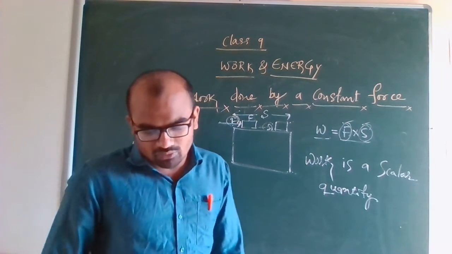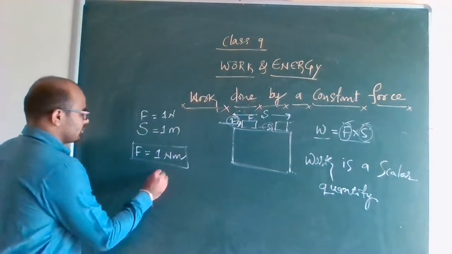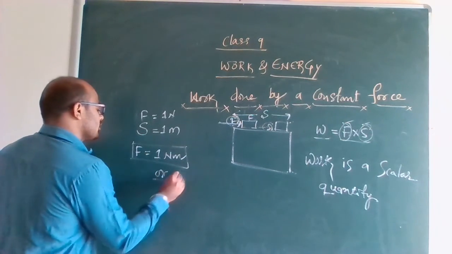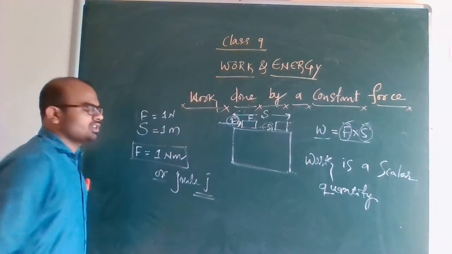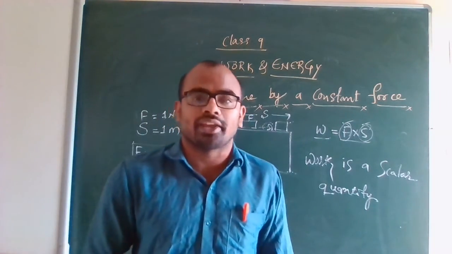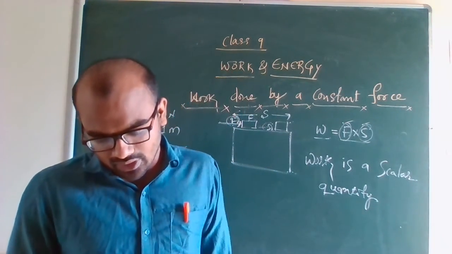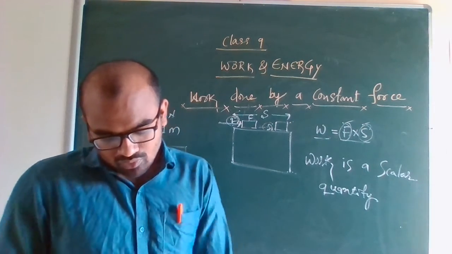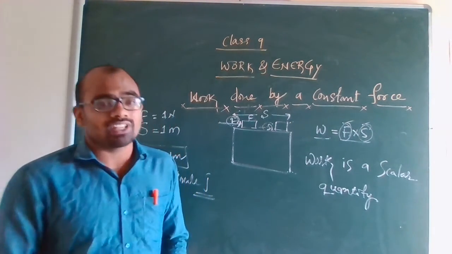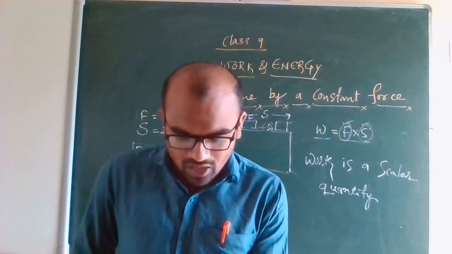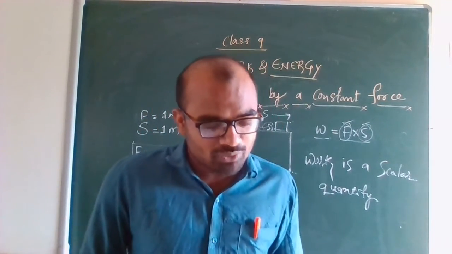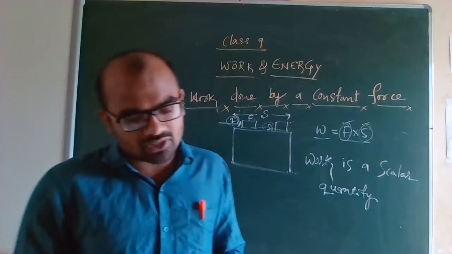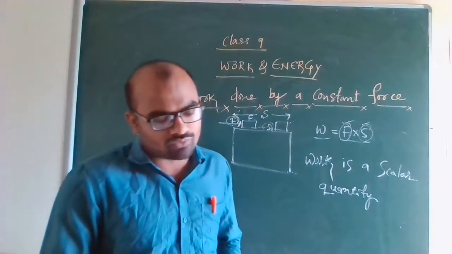The unit of work is 1 Newton meter or joule, J. That is joule, J. What is 1 joule? 1 joule is the amount of work done on an object when a force of 1 Newton displaces it by 1 meter along the line of action of the force.